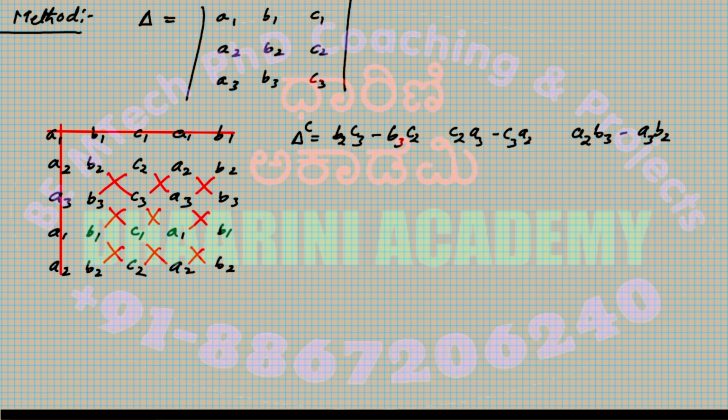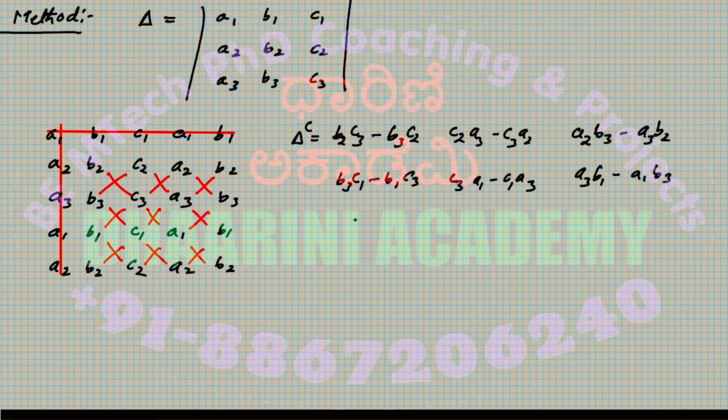No negative sign, right? So it's a simple determinant. Go ahead and calculate the next. That is B3 C1 minus B1 C3, C3 A1 minus C1 A3, A3 B1 minus A1 B3. So 6 values we got.